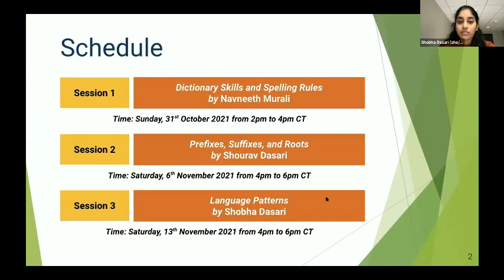Just as an overview, we did our first session on basic dictionary skills and spelling rules a couple weeks ago, and then our second session was on prefixes, suffixes, and roots. If you haven't watched those or didn't attend those live, they're on the SpellPundit YouTube page. So we definitely recommend watching them, since all three of these are very important and very core skills to becoming a good speller. Today's session is around language patterns, which I will talk about in a second if you're not familiar with that. And it's the third program of this webinar series.